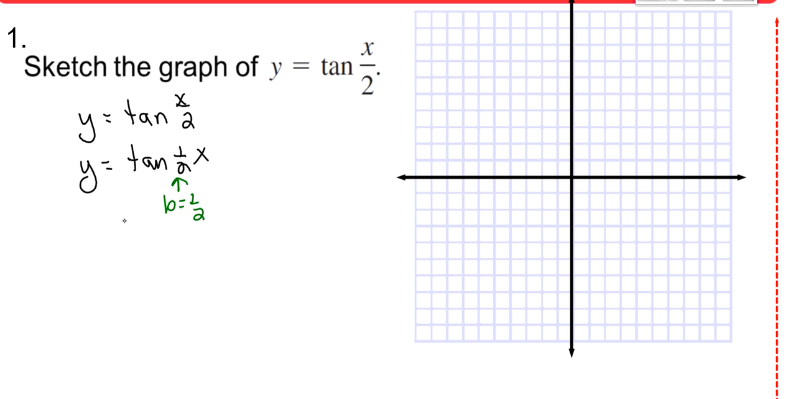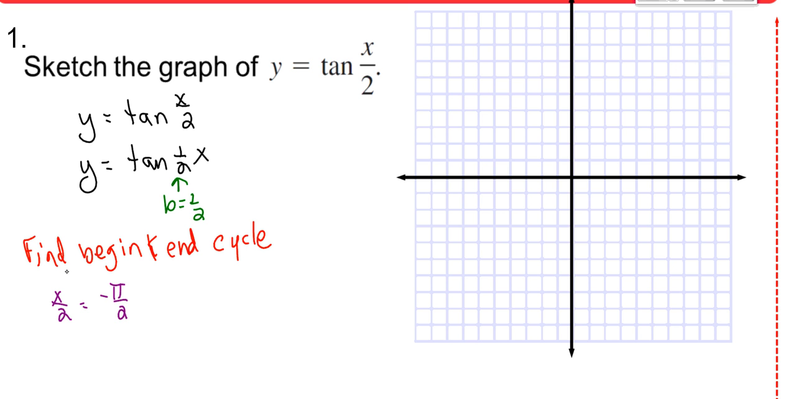And so the next thing we're going to find is the beginning and the end of the cycle. To find that, we're going to take this, which is just 1/2 x, and set it equal to negative pi over 2, and set it equal to positive pi over 2, and see what we get for those endpoints. So we're going to say x over 2 equals negative pi over 2, and that's where it begins. That'll be an asymptote, and it ends when x over 2 is equal to positive pi over 2.